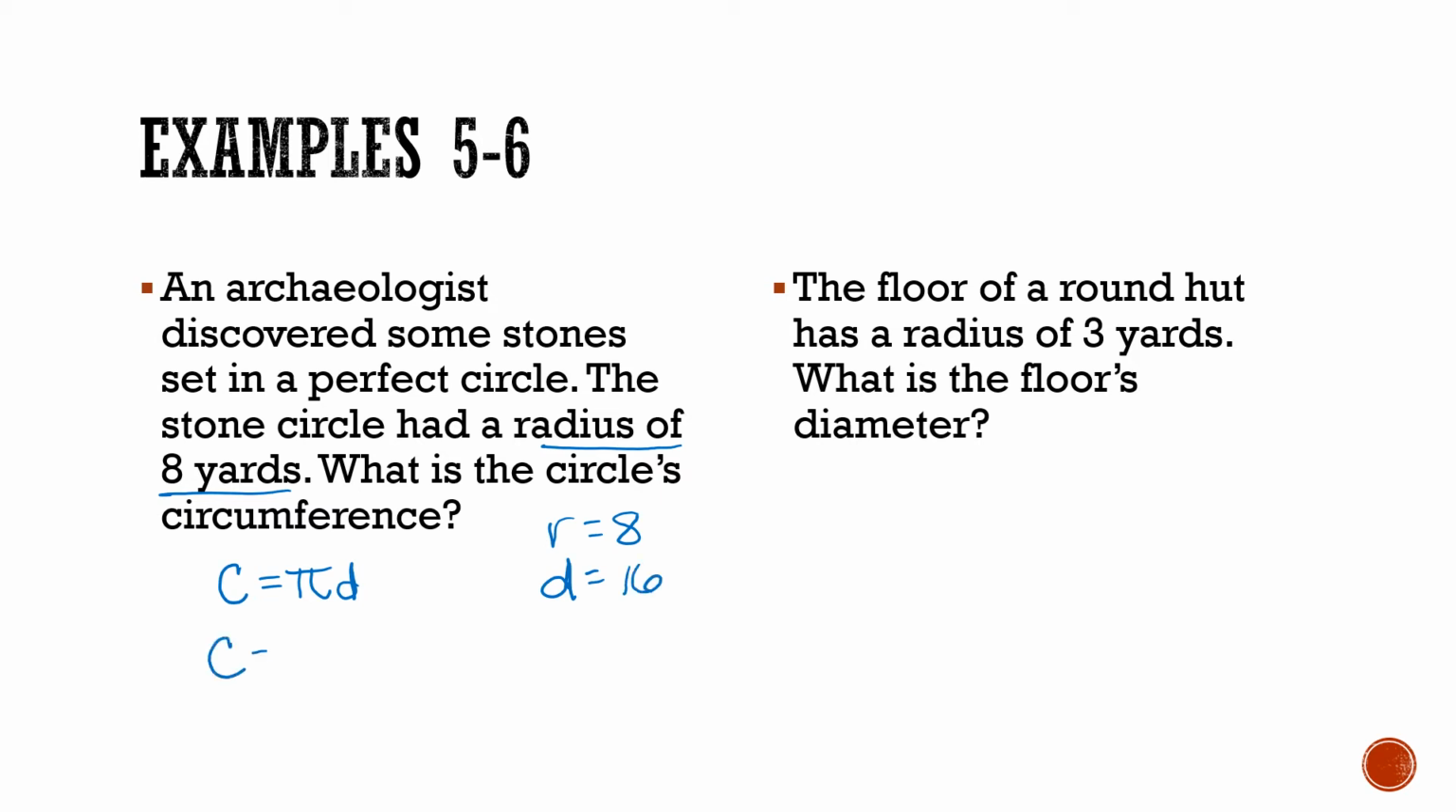So I'm going to do pi is 3.14, multiply by my diameter of 16. So 3.14 times 16 equals 50.24. And that is yards.